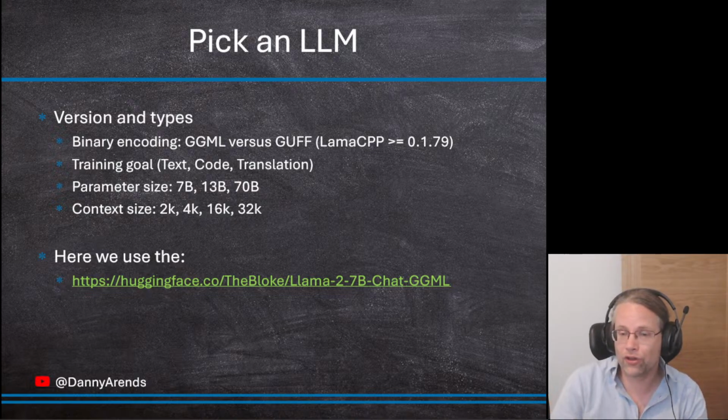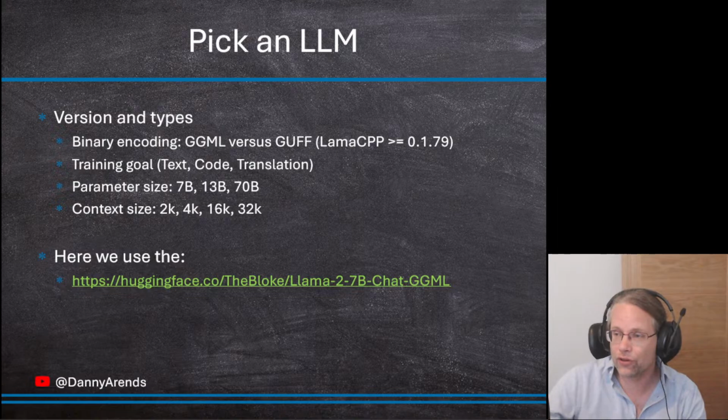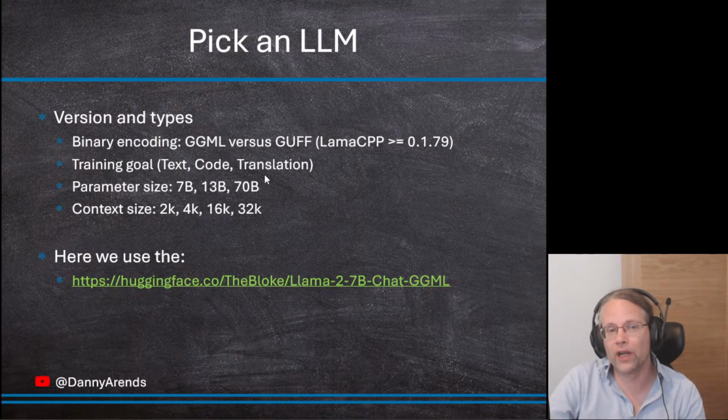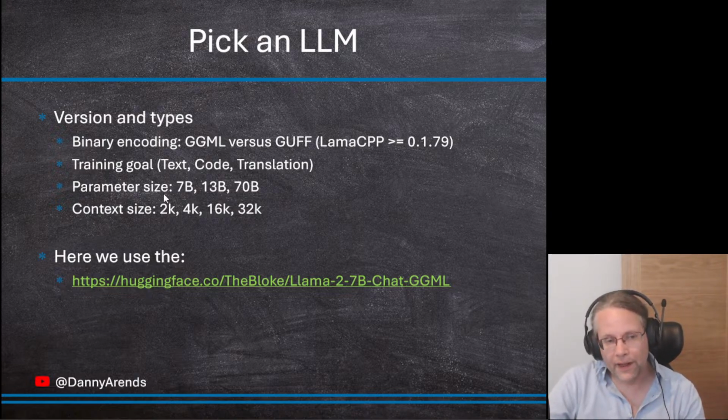So they're not trained on general text, they're trained on Python code, or C++ code, or translation code, or translations from different languages. Then the next choice that you have to make is the parameter size of the model.